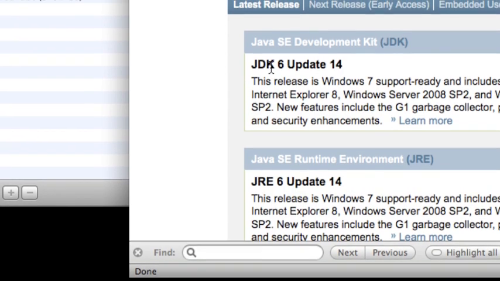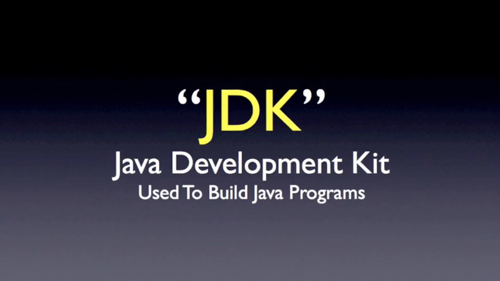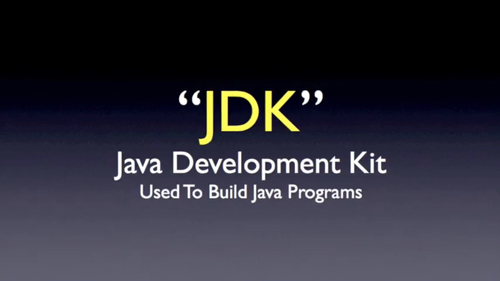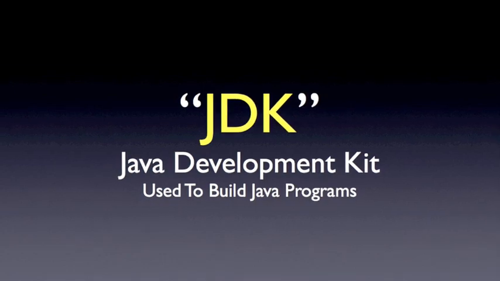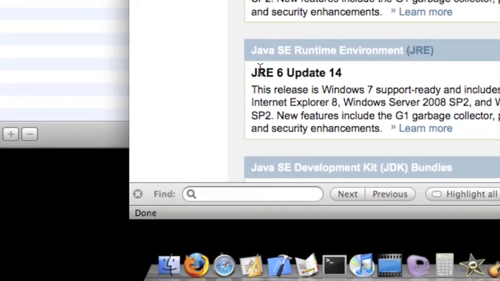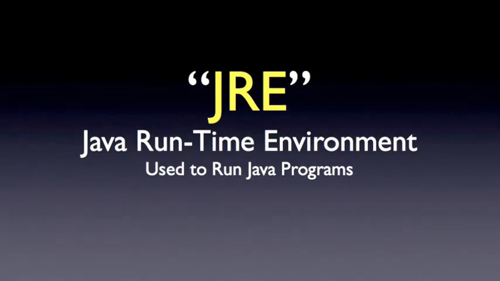So what does this mean, JDK 6? Well, again, JDK stands for Development Kit, because we are developers. We are going to write programs. We're not just going to run them. We're going to need to download the newest development kit. If we just wanted to run Java programs, we would go ahead and download the JRE, which stands for Java Runtime Environment.